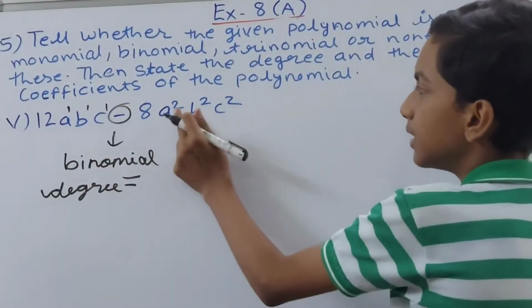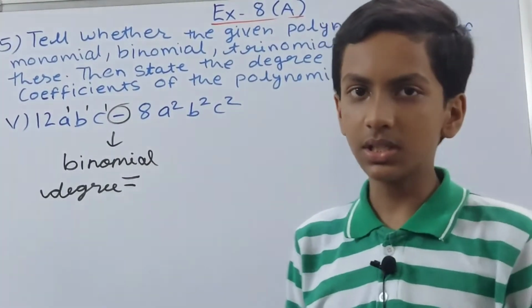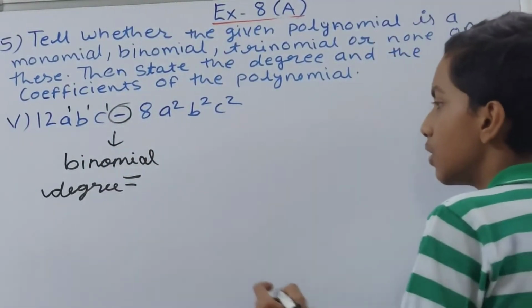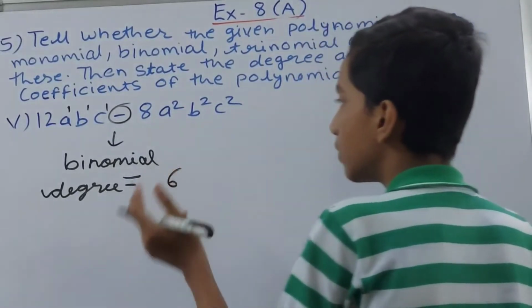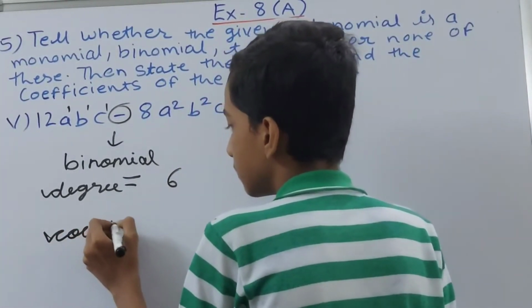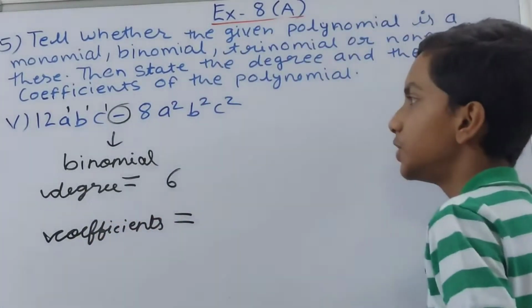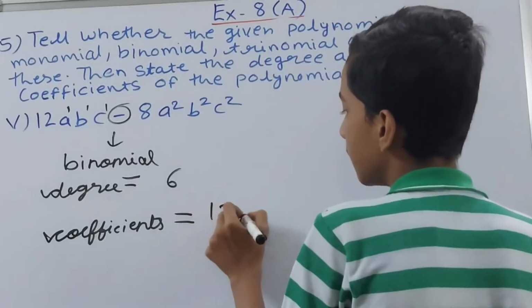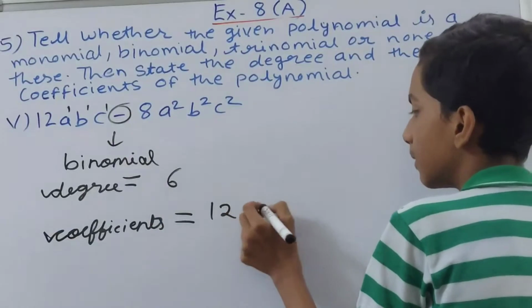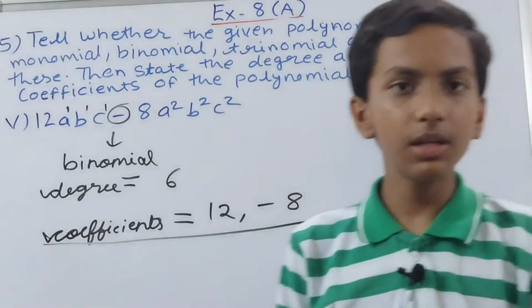Here how many times? This 2 and this 2, 3 times 2, that is 6. So 6 here and 3 here. So which one is greater? 6, of course. So degree of the polynomial is 6. Okay, now the coefficients. Alright, so now for the coefficients we just write the numbers, that is 12 and this 8 with the minus sign, because before this we have this minus sign, so we also have to write that down. Alright, let's move on to the next part.